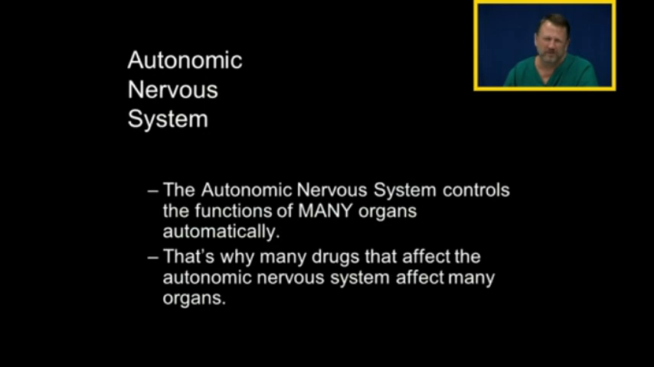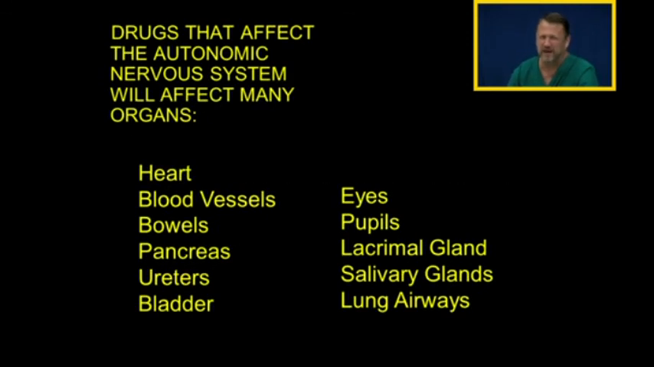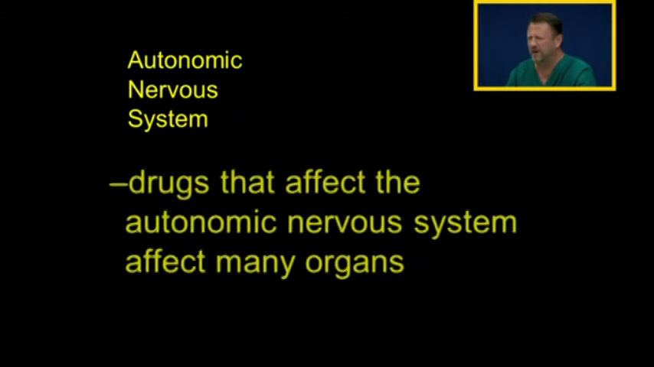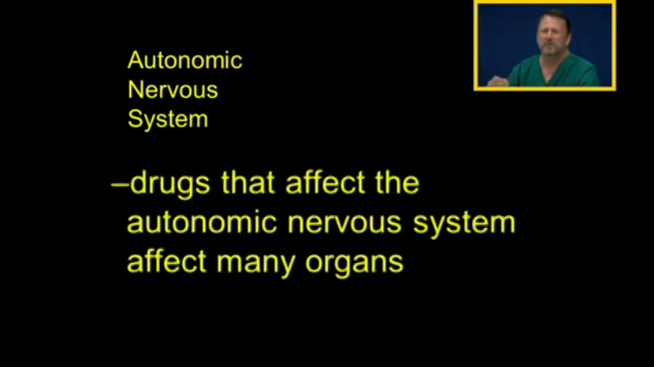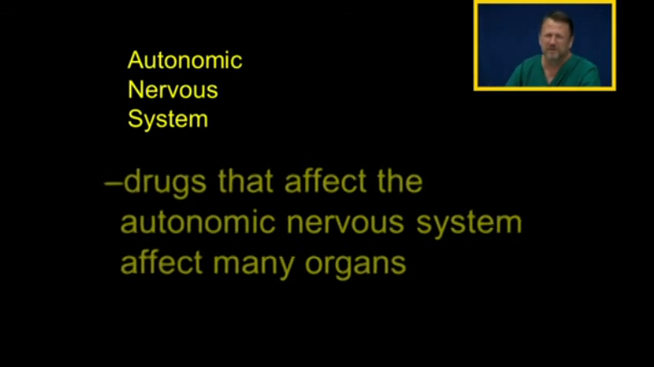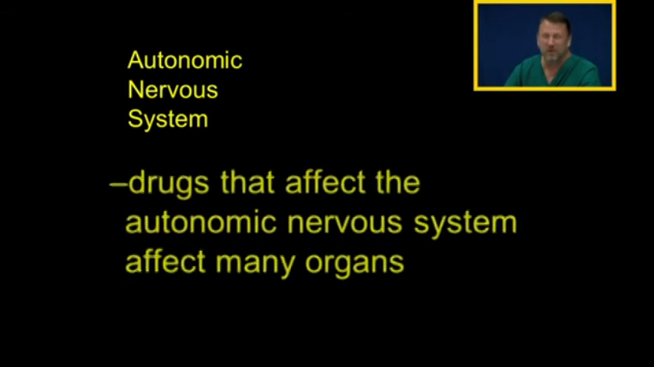The autonomic nervous system controls the function of many organs automatically. That's why many drugs that affect the autonomic nervous system affect many organs. The heart, blood vessels, bowels, pancreas, the ureters, the bladder, the eyes, the pupils, the lacrimal glands, salivary glands, and lung airways. So I wanted to make this very, very clear. The most important thing you can remember is drugs that affect the autonomic nervous system will affect many different organs all at the same time.